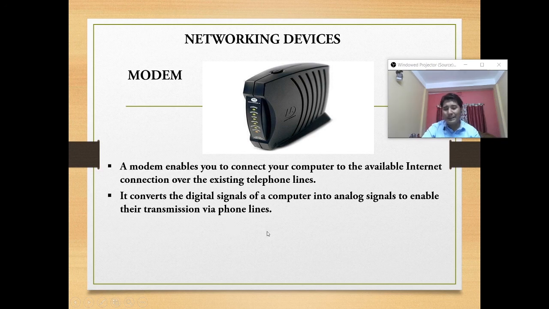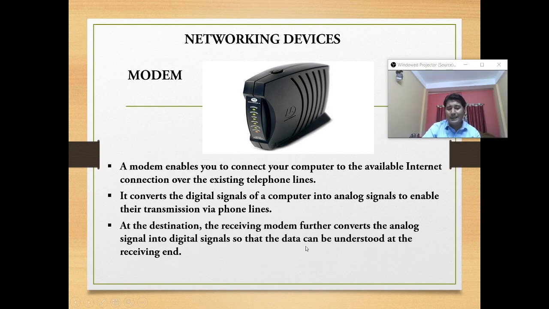So at the receiver's end, that is at the next computer, it needs to have a modem, because again the analog signal cannot be understood by the computers at that point. So what the modem will do is convert that analog signal, sent through the telephone wires, into the digital signal so that the computer understands. So for this purpose, to modulate and demodulate the signal, a modem is used. That is, at the destination, the receiving modem converts the analog signal into the digital signal, as I have said, so that the data can be understood at the receiving end.